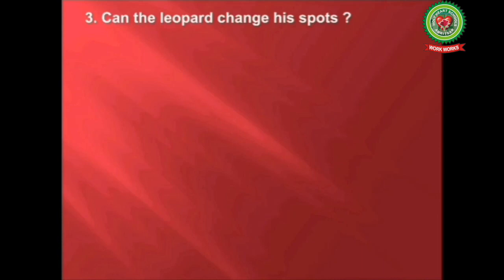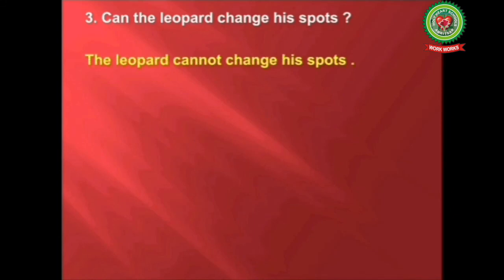Students, let's take one more example. Can the leopard change his spots? Now here again, first of all, we will interchange the position of subject and helping verb. As you can see here, the subject is the leopard and the helping verb is can. And the second step, the question is in positive form, so we will add the word not in the sentence to make it negative. So our answer will be: the leopard cannot change his spots. And at the last, the question mark will change into a full stop.